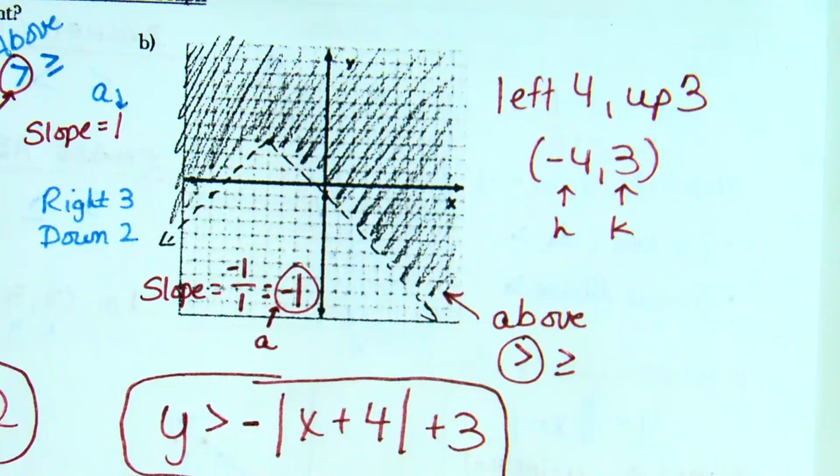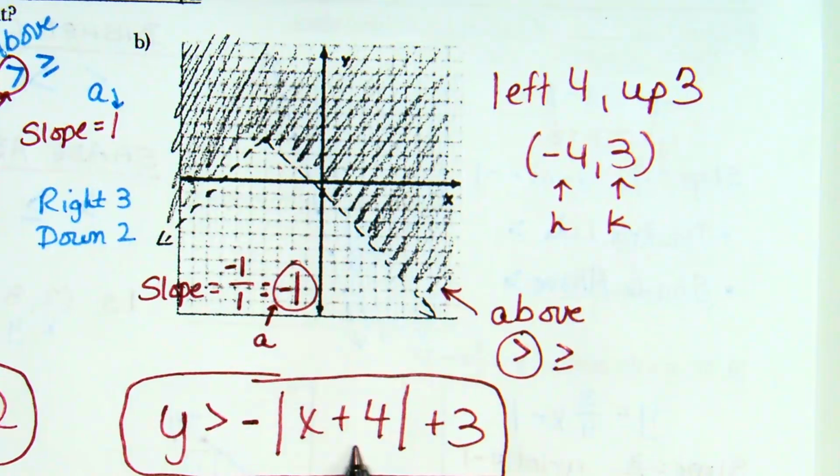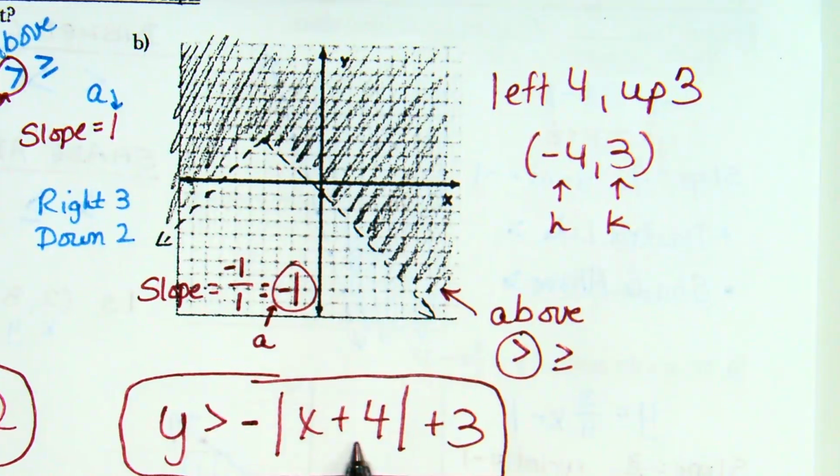Okay, so what I did say here, I said x minus -4. What did I write? Plus 4. Notice my -1 outside. I didn't actually write the -1. I just put a negative out front to represent that.